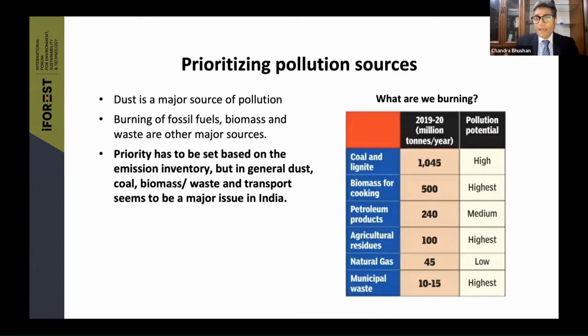So if one has to prioritize, of course, one should do an inventory of the cities to understand what the source of pollution is. But in terms of general priority, it is quite clear that we have to address dust, all the sources of dust, and then we have to address coal and biomass. If you want to solve the air pollution problem in this country, you cannot solve it without reducing air pollution from burning of coal and burning of biomass.